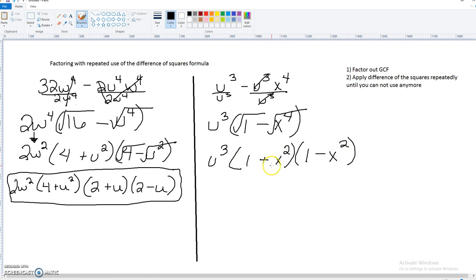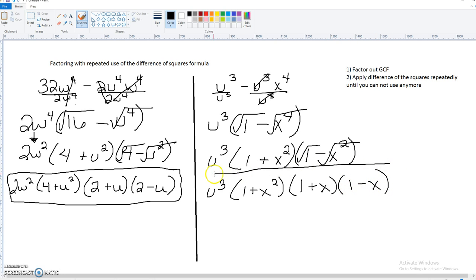Again, remember, we cannot do anything with this plus sign, okay? Because the difference of the squares only works with a minus. But this one does have a minus. So we can take the square root of both of these again. So let me bring this down. 1 plus x squared. So now we've got 1 plus x and 1 minus x. And this is our entire answer.